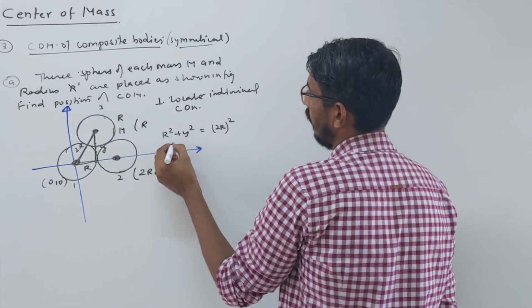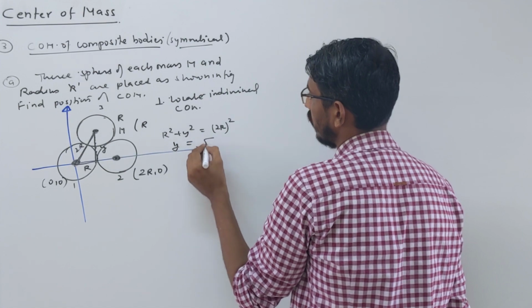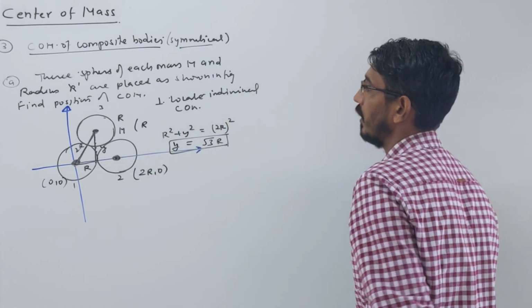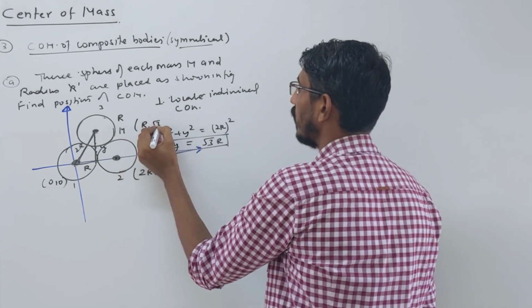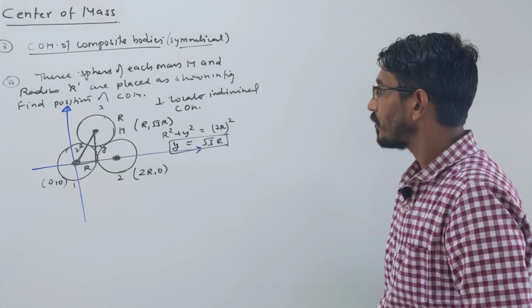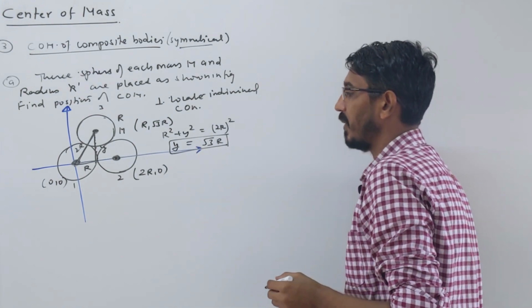Okay, so y will be simply equal to what? Root 3 of r from here. Can you see? Right? Root 3r. So r comma root 3r, these are the coordinates. Clear? Okay.